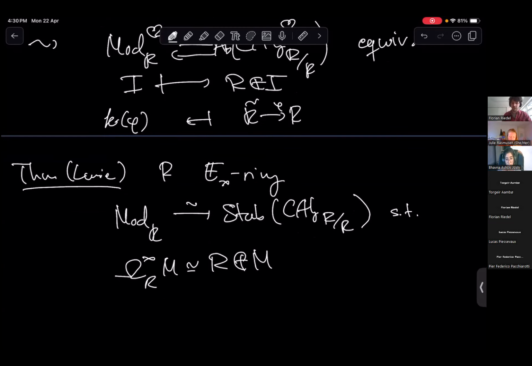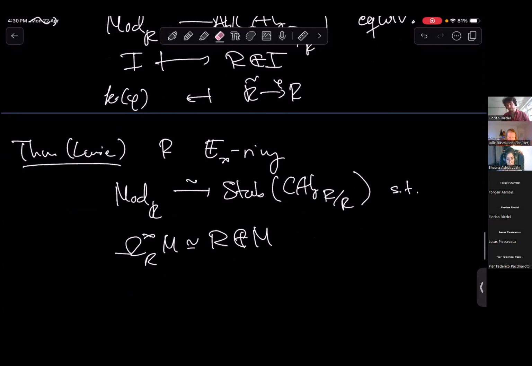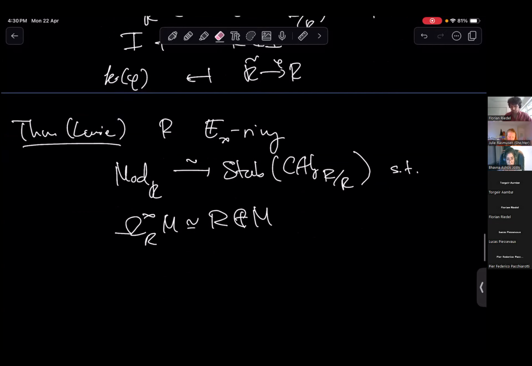Right, so once you have this theorem, it's a little bit cheating, but you can just define the split square zero extension as the underlying loop object of a module in this sense. It's a bit abstract, but you can do it. And what does this stabilization condition tell us, the fact that it's the stabilization of augmented algebras, what does this tell us?